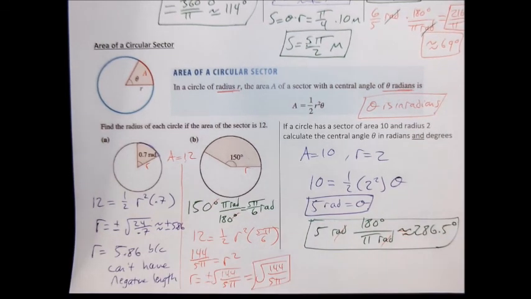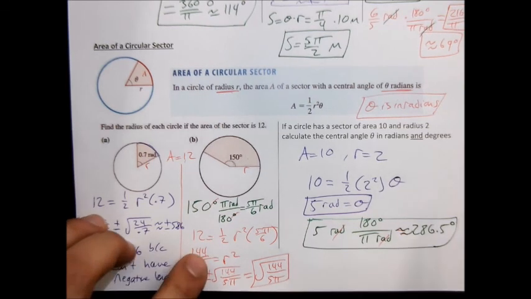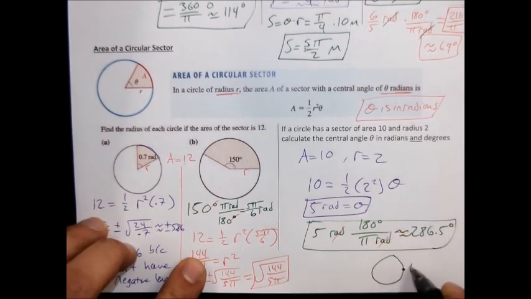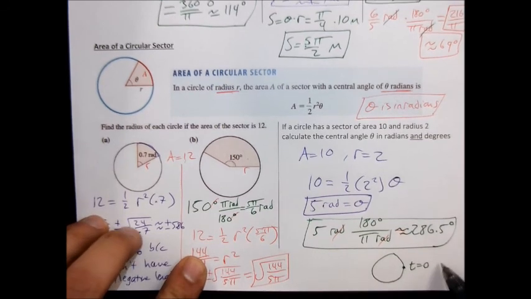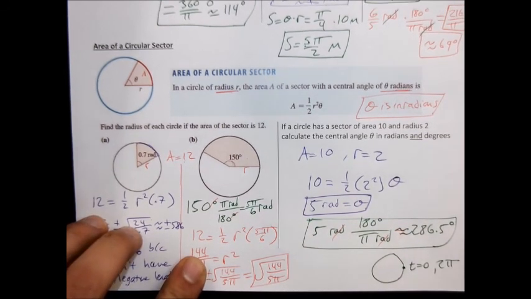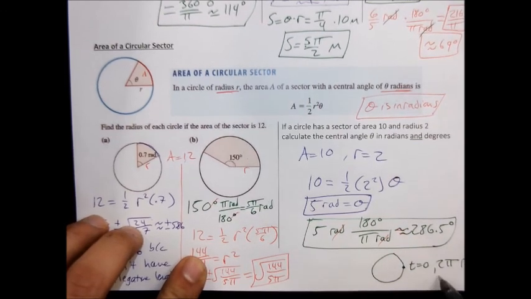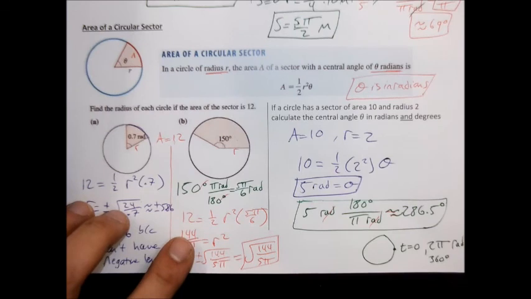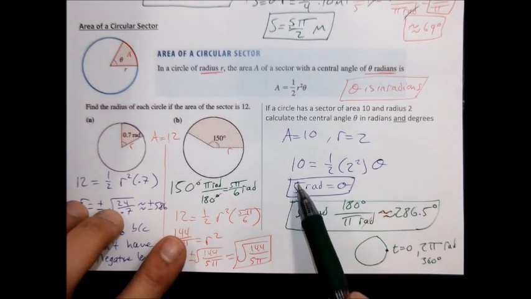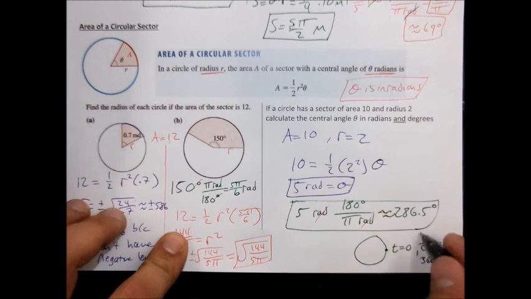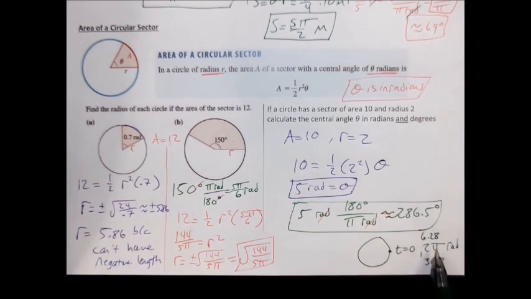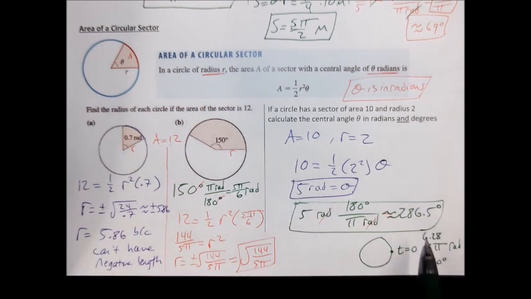That should make some sense, because all the way around the unit circle is 2 pi. Let's think about that real quick. That's t equals 0 and 2 pi in radians, and it's 0 and 360 degrees in degrees. So 5 radians is almost 2 pi, which is about 6.28, pi times 2. So 5 is pretty close to all the way around, and 286 is pretty close to all the way around in the other sense. I'm just trying to relate that all together. Any questions about that?